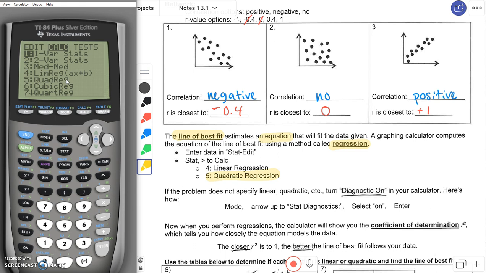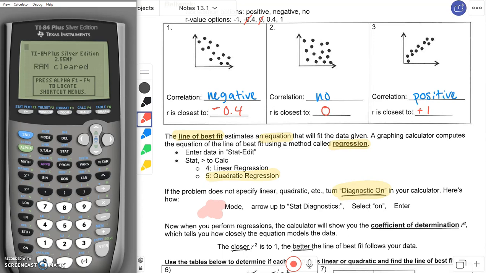Now the trick is using diagnostics to know which one it is. So this is when we're looking at parts. Let's go ahead and make sure we have diagnostics turned on. So I know that I need to clear this. With diagnostics, these are those steps that they have written on here. We go to mode, we arrow up to stat diagnostics, highlight and select on, enter. So now it's on.